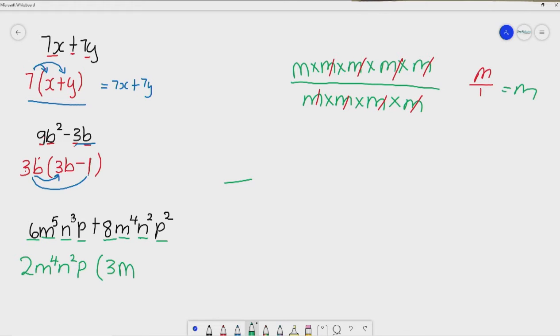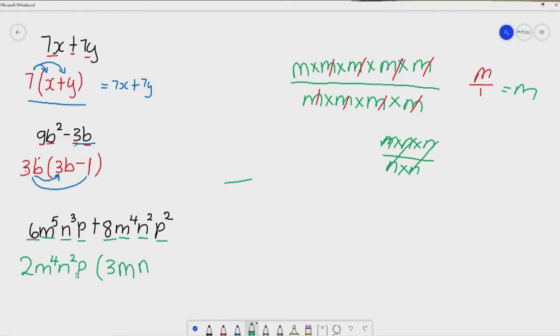Now n to the power of 3 divided by n to the power of 2, same concept. We have 3 n's, n, n, n, all over 2 n's, n, n. When we cancel, we have 1 n remaining. So this would just be n.